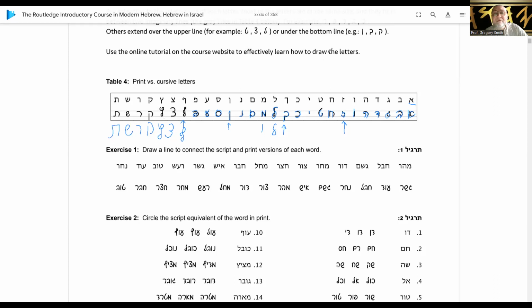All right, so let's see, draw a line, connect the script and the print versions of each word. Okay, so this is Targila 1. So basically, you've got to figure out where this mechar is. Mechar, I think, is, I have my Google Translate with me. Grab that real quick.